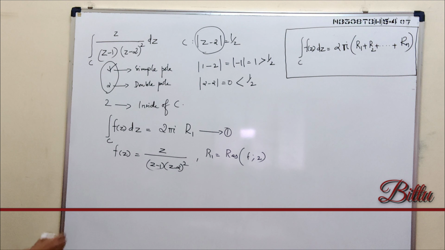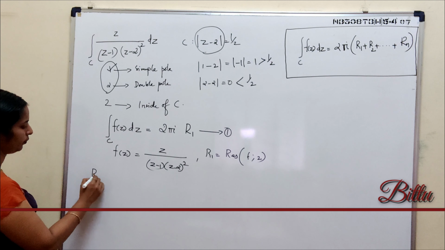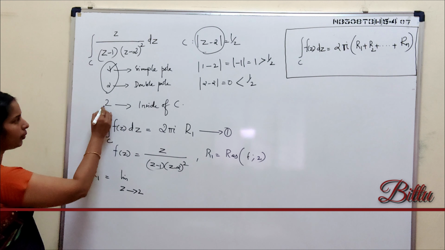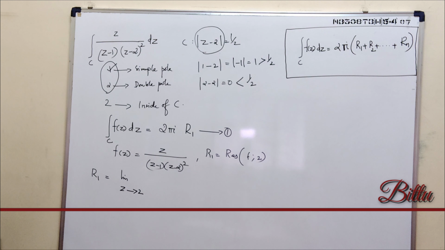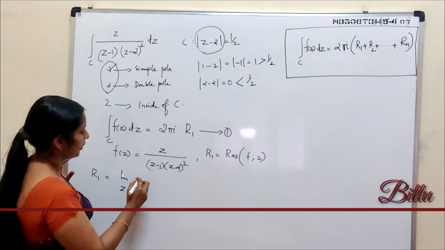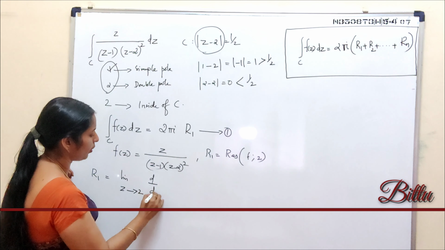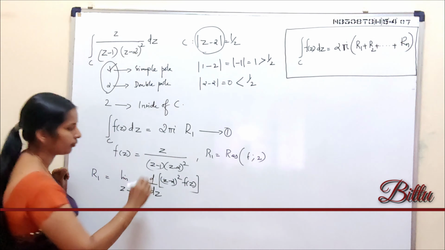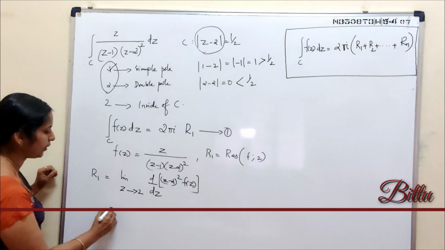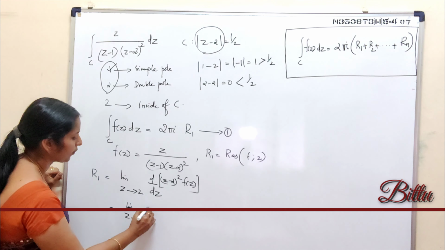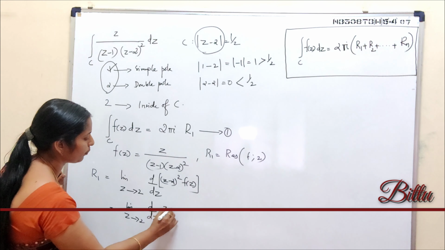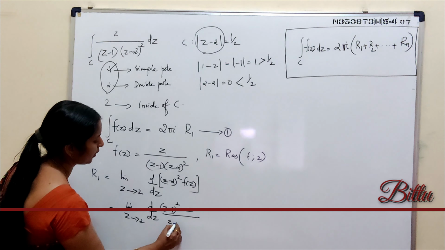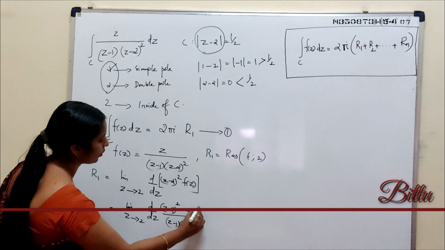Next you evaluate residue of f at 2. That is R1 equal to limit z tends to 2. Here 2 is a double pole, so you apply the result for evaluating residue at a double pole. It is the first derivative of z minus 2 the whole square into f z. That is limit z tends to 2 d by dz of z minus 2 the whole square into f z, where f z is z by z minus 1 into z minus 2 the whole square.